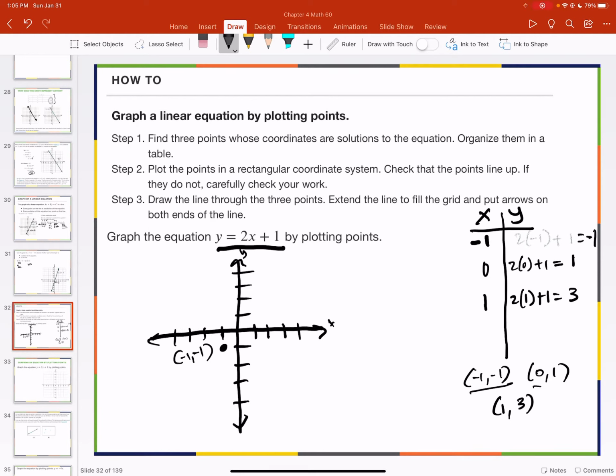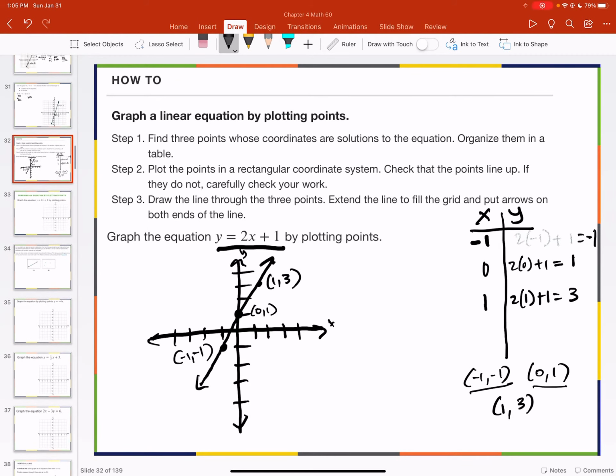Then what about (0, 1)? That's the next one. So x is 0, y equals 1 is up here. This is (0, 1). And what about (1, 3)? So x is 1, y is 3 is up here. So the equation y equals 2x plus 1 goes through these 3 points. That's how we graph by plotting points. To graph an equation, we figure out 3 points using a table, and then we graph it.